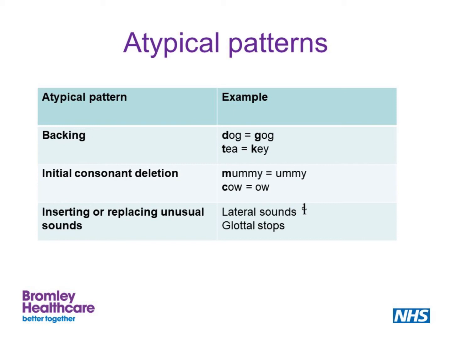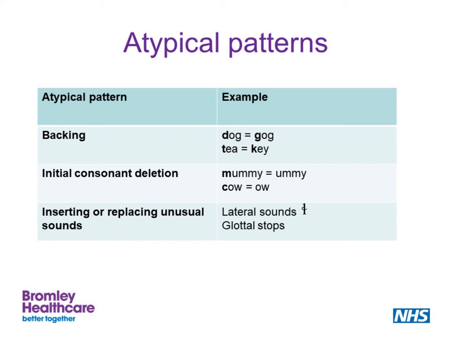Then you've got initial consonant deletion. This is when the initial sounds in words are omitted, for example saying ummy instead of mummy, or ow for cow. Children can have unusual sounds like the lateral S sound, where air escapes from the side of your mouth rather than through the teeth, or glottal stops, like saying Mitty Mouse instead of Mickey Mouse. Other atypical features include vowel errors, like saying baby for baby, or having inconsistent productions, like saying via, higher, or buyer for the target word fire.